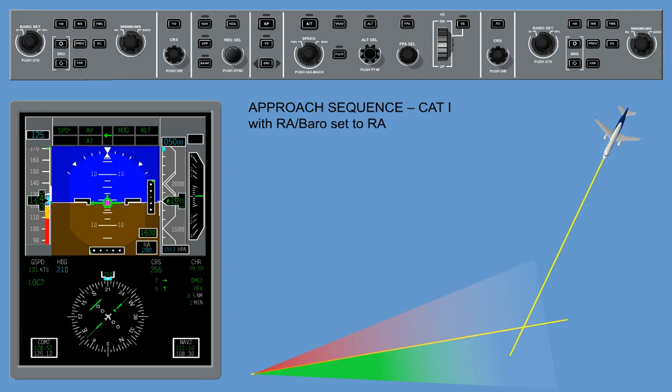Approach sequence Cat 1 with RA Baro set to RA. With the aircraft set up for a Cat 1 approach and the RA Baro incorrectly set to RA, the following sequence can be expected. With the autopilot and auto-throttle engaged, the autopilot will maintain the selected heading and altitude. Pushing the approach button will arm the localizer glide slope mode, and an amber autopilot approach 1 only status will be displayed.